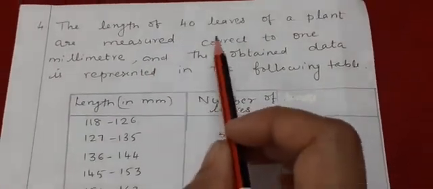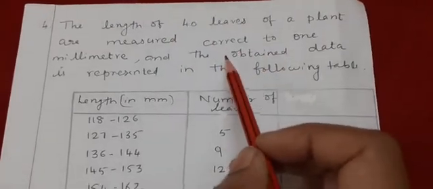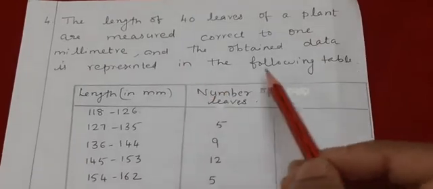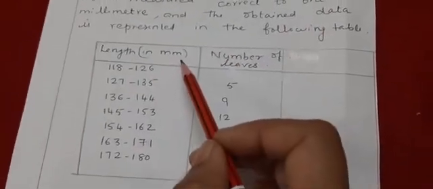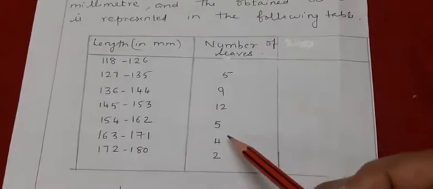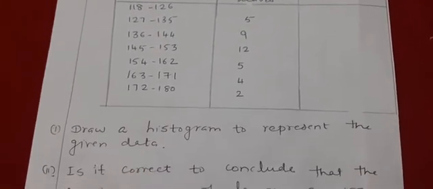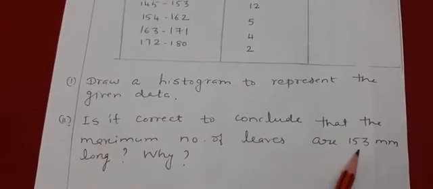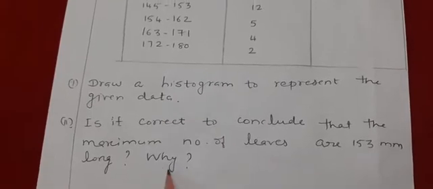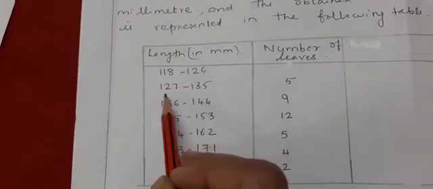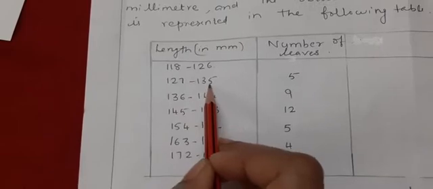The length of 40 leaves of a plant are measured correct to 1 millimeter and the obtained data is represented in the following table. Length in millimeter is given and number of leaves are given. You have to draw a histogram to represent the given data. Second part, is it correct to conclude that the maximum number of leaves are 153 millimeter long and why? So first of all we have to draw the histogram. See the intervals here. 118 to 126. Next is 127 to 135.